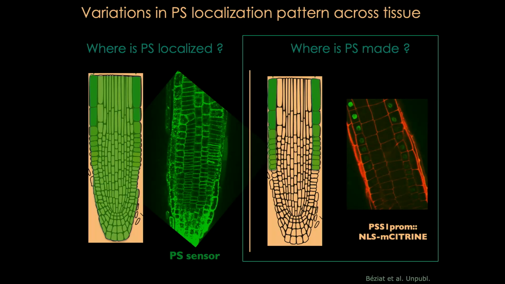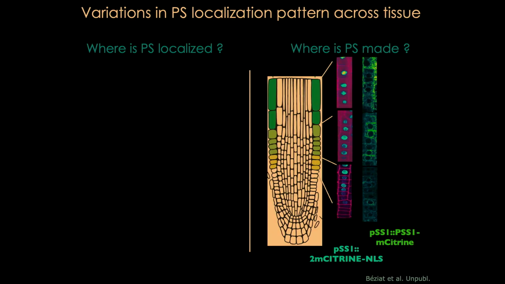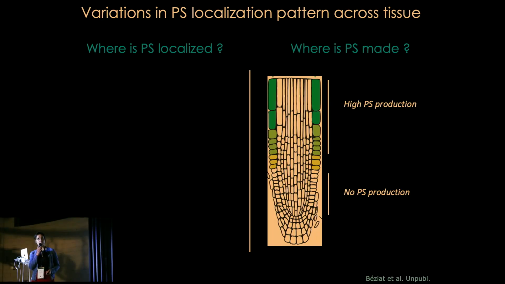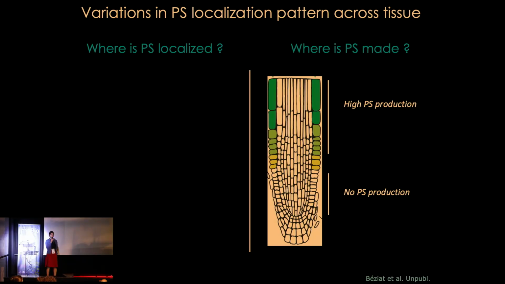If you look into more details, you actually even have a gradient of expression of the synthase, from very strong in the elongation zone to weaker and weaker until you have nothing. We can quantify this. And so it means that we have a zone, even within the epidermis, of high PS production and a zone of no PS production.